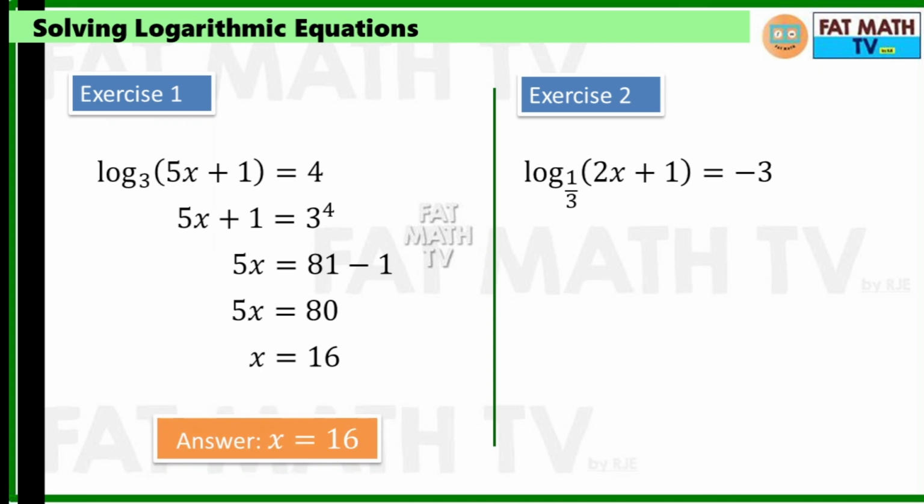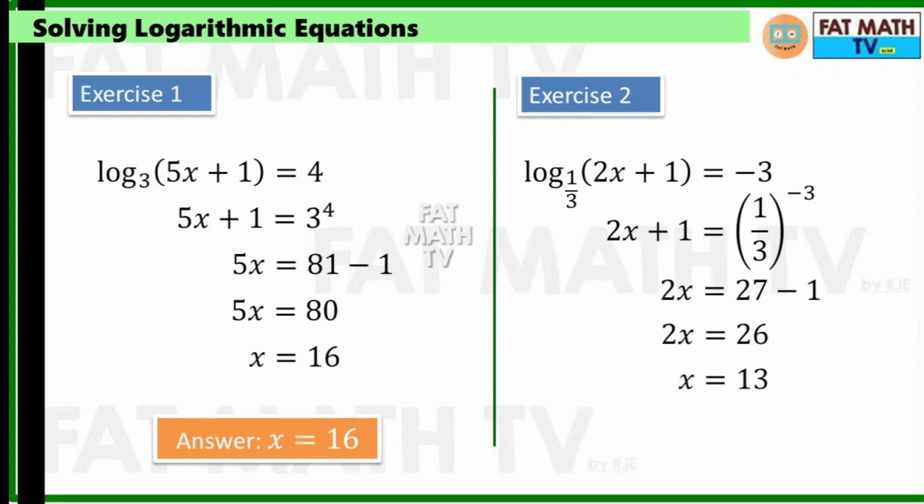So the answer is 16. So 5 times 16 is 80 plus 1 is 81. Logarithm of 81 to the base 3 is indeed 4. Number 2, transform to exponential form. You will eventually have linear equation. So x equals 13. If x is 13, 2 times 13 is 26 plus 1, 27. So logarithm of 27 to the base 1/3 is indeed negative 3.